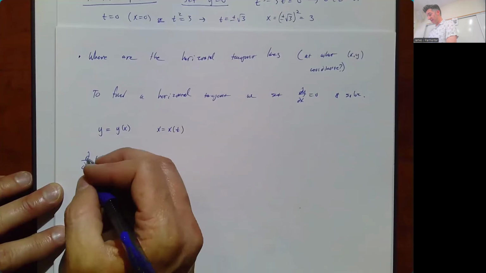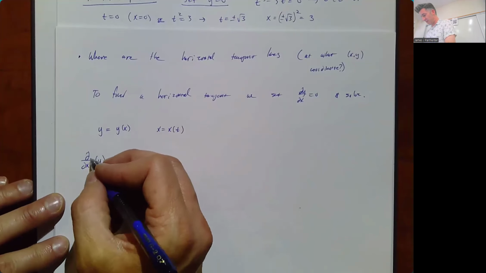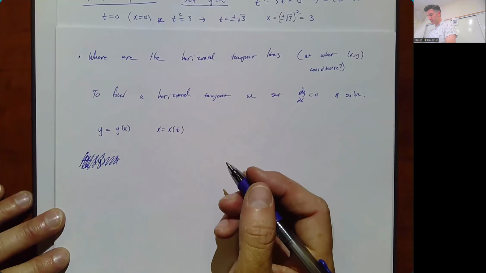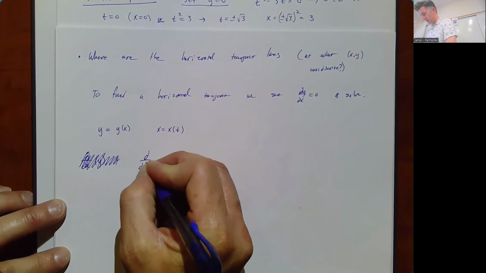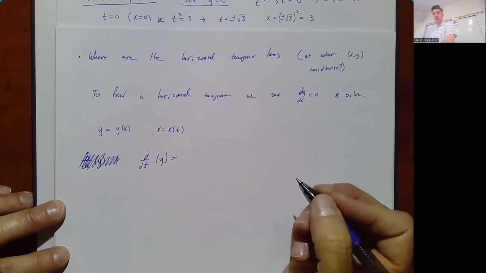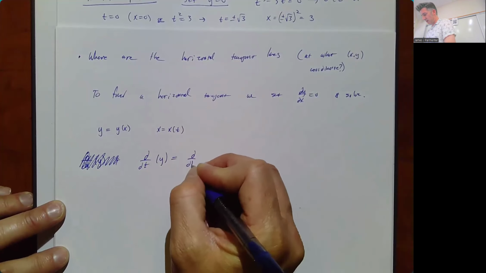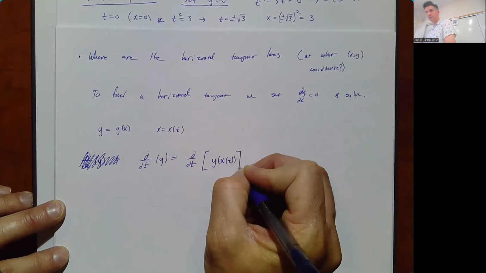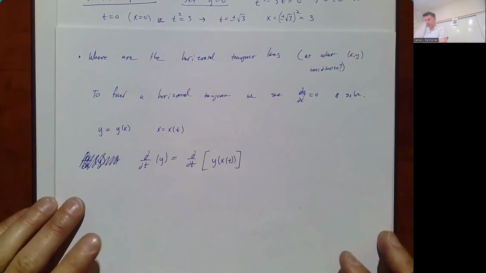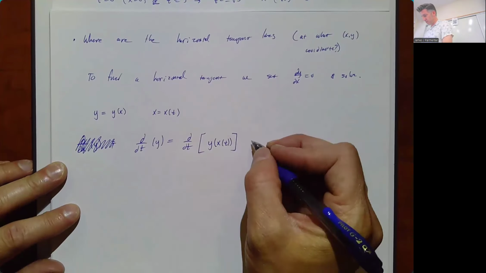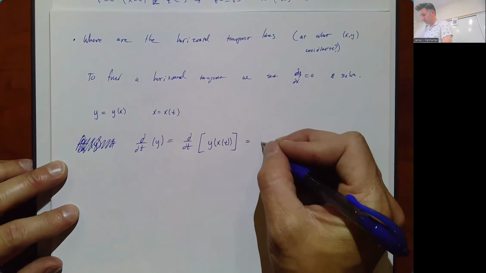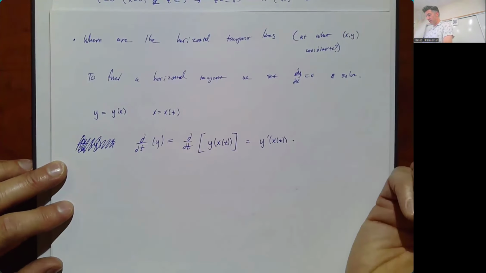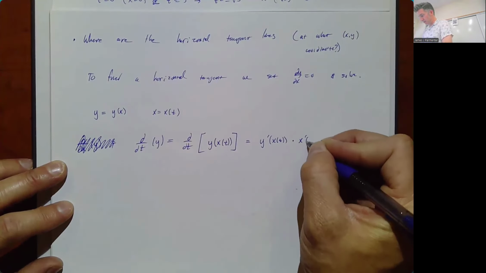sorry, I will admit this kind of throws me off sometimes. Apologies, let me rewrite this here because I'm actually going to start by finding dy dt. So I'm going to say the derivative of y with respect to t. Well, I'm going to use the chain rule. It's the derivative with respect to t of y of x of t. You probably don't need to write this down, although you're certainly always welcome to. So then we're going to use the chain rule. That's the derivative of the outer thing, y prime of x of t, multiplied by the derivative of the inner thing, which is x prime of t.